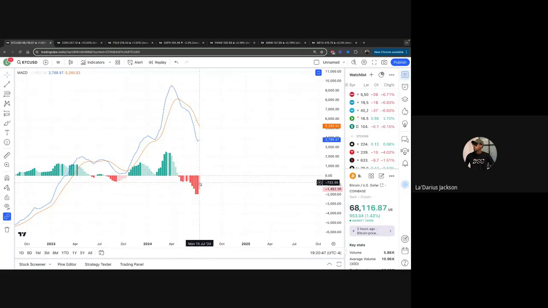Also, if we look at the histogram, you can see we have some weakness showing on the histogram bar. The dark red is showing that it is increasing in intensity to the downside. The light red is showing that it's starting to loosen up and let up to the upside a little bit. So we got this pink right here that's starting to loosen up because we're pulling back to the upside. And then eventually we'll go green like this, and then we can make our move to the upside.